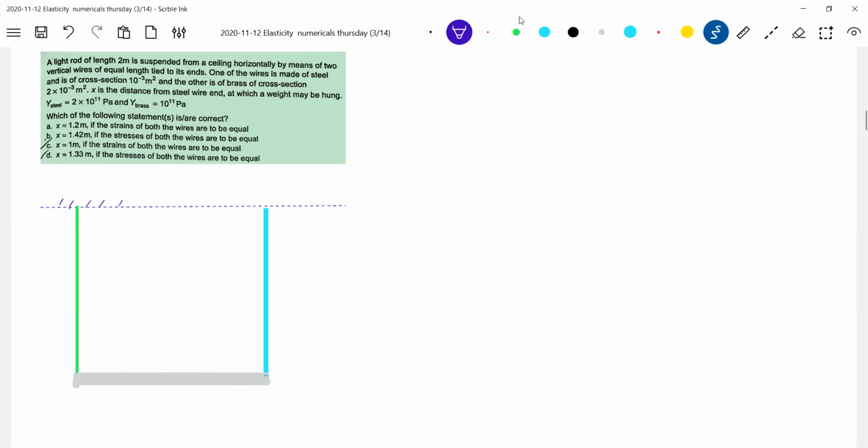Okay, now let's get into it. What is the state of the rod? The rod is light. So let me take this as steel wire and this as aluminum wire. The length of that is 2 meters. Areas of cross section are different. So this will have AS, and this will have AA.